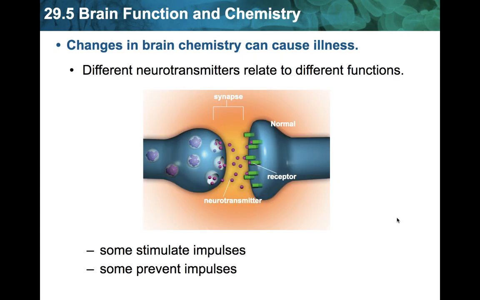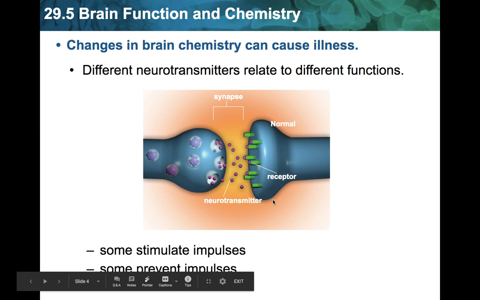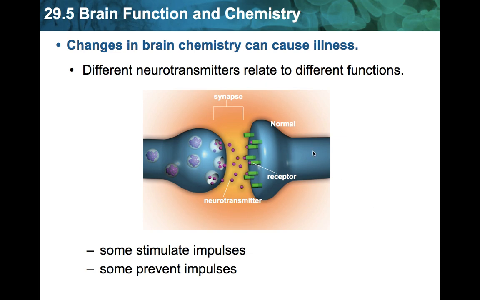Changes in brain chemistry can cause illness. Different neurotransmitters relate to different functions. Some stimulate impulses, some prevent impulses. Again, here's our picture of a synapse happening. And again, these are 2 totally different cells. They are not connected. But what causes a reaction in the other is these little tiny neurotransmitters that are located in here. When some stimulus causes them to be released, those receptors of this cell will then pick up on that and then cause something to happen.